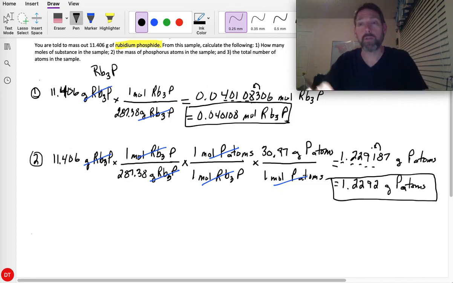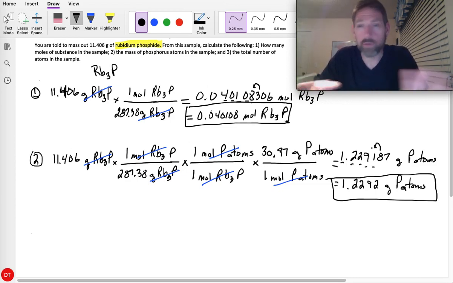And let's think about this. Before we did the math, we looked at the sample we had. We looked at the mass of rubidium and phosphorus, and we saw that the majority of the mass of the substance itself, no matter what your sample size, 11 grams, 2 grams, 5 million grams, it doesn't matter, the majority of it was rubidium, and the smaller portion, which means ratio, is phosphorus. And so we see we've got 1.2 out of 11.4, essentially. So our math is looking pretty good, all right?